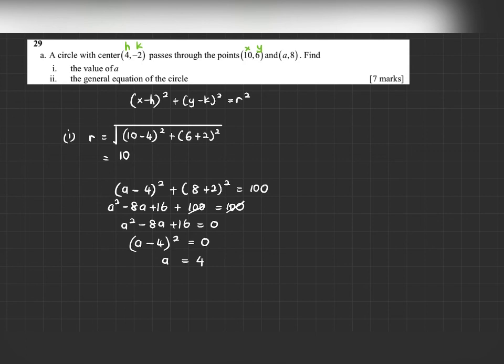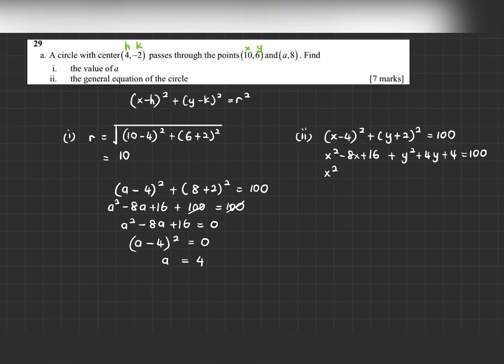Now we need to find the general equation of the circle. So the general equation of circle actually you can find by expand the standard form of our circle. So kita sebenarnya dah tahu dah standard form kita adalah X minus 4 square plus Y plus 2 square equals to 100 kan, sebab R square adalah 100. So expand here, kita dapat X square minus 8X plus 16 plus Y square plus 4Y plus 4 equals to 100.